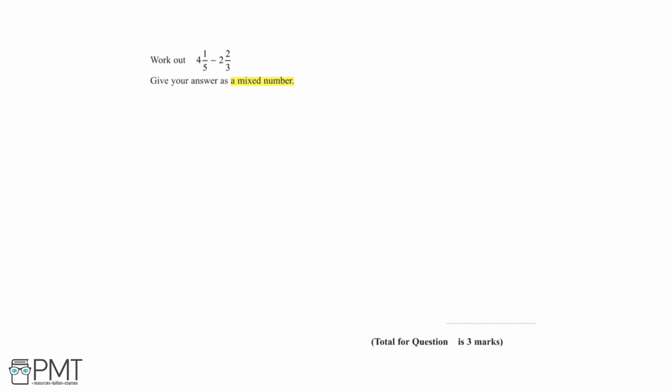So let's start with 4 1/5. 4 1/5 can be written as 4 plus 1/5. We also know that 4 can be written as 20 over 5, because 20 divided by 5 is equal to 4. And so 4 plus 1/5 is equivalent to 20 over 5 plus 1 over 5, which is equal to 21 over 5. And so 4 1/5, written as an improper fraction, would be equal to 21 over 5.